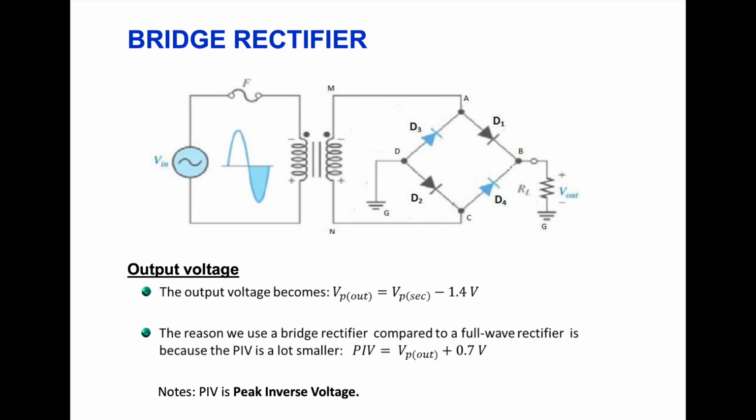So the formula for PIV in a bridge rectifier is PIV equal to Vp out plus 0.7 volt, where Vp out stands for the output voltage of the bridge rectifier, and 0.7 V is an approximate value for the voltage drop across the conducting diode. This reduction of PIV is a significant advantage as it allows the use of diodes with a lower voltage rating, potentially reducing the cost and improving the overall efficiency and reliability of the rectifier circuit.